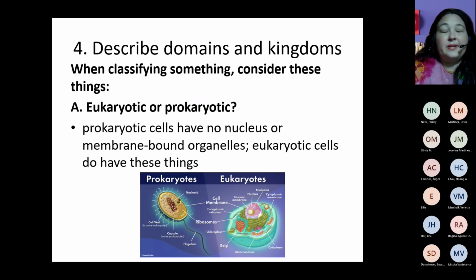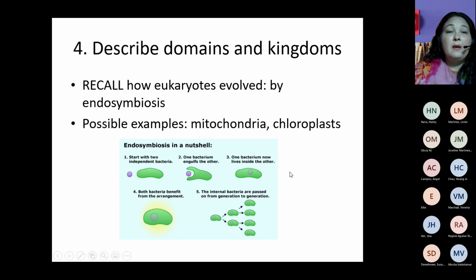So those are the domains and kingdoms. When we are placing something in a domain and a kingdom, you have to consider these things. First of all, is it eukaryotic or is it prokaryotic? Prokaryotes have a nucleoid area and no membrane-bound organelles. Eukaryotes have a nucleus and membrane-bound organelles.